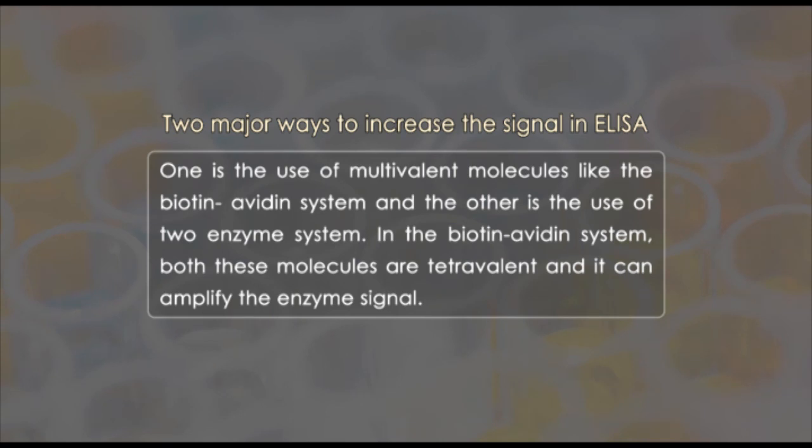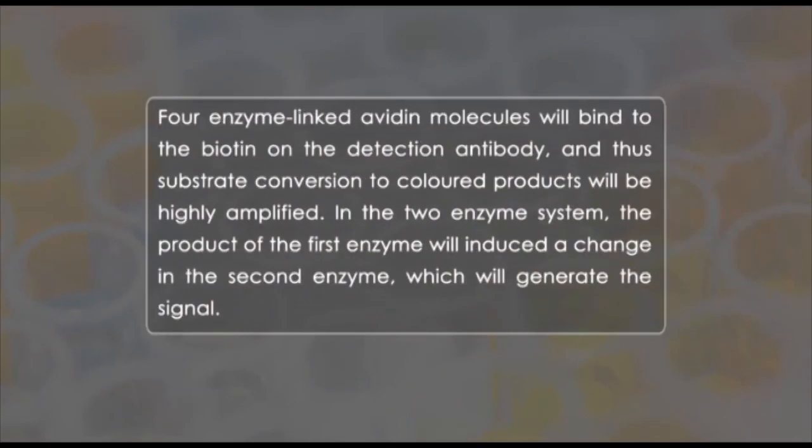In the biotin-avidin system, both these molecules are tetravalent and it can amplify the enzyme signal. The detection antibodies are labeled with biotin and the enzyme is linked with avidin. Four enzyme-linked avidin molecules will bind to the biotin on the detection antibody, and thus substrate conversion to colored products will be highly amplified. In the two-enzyme system, the product of the first enzyme will induce a change in the second enzyme, which will generate the signal.